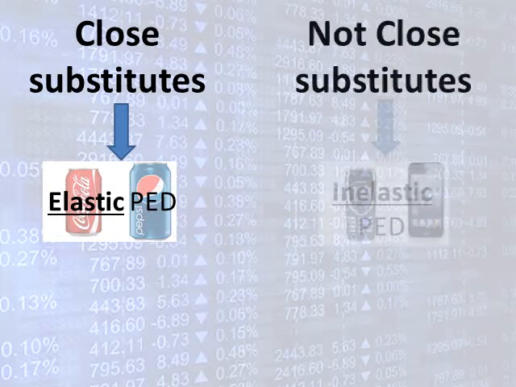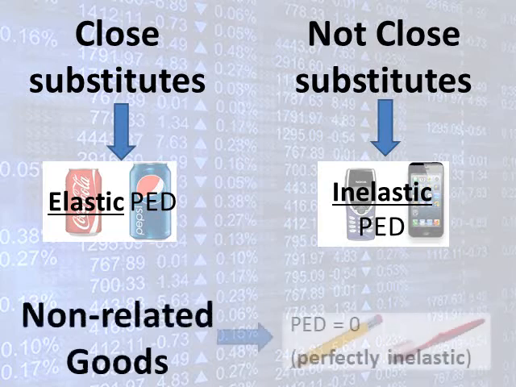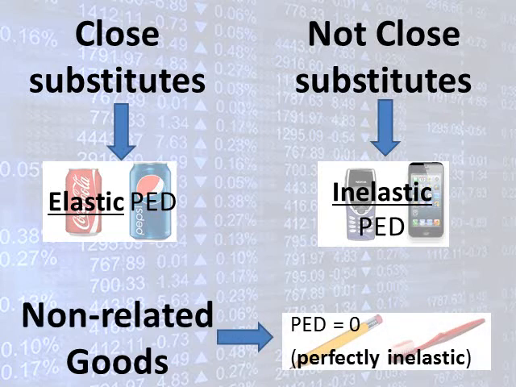Vice versa, if the substitute is not closely related to the product, a change in the price of product A will result in a less than proportionate change in the demand of product B. An example would be smartphones versus normal handphones. However, in the case whereby the substitute is completely unrelated to the product, its PED would have a value of 0, and it is also known as perfectly price inelastic. Pencils and toothbrushes are an example.